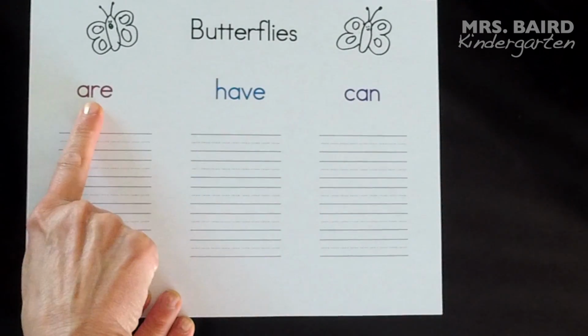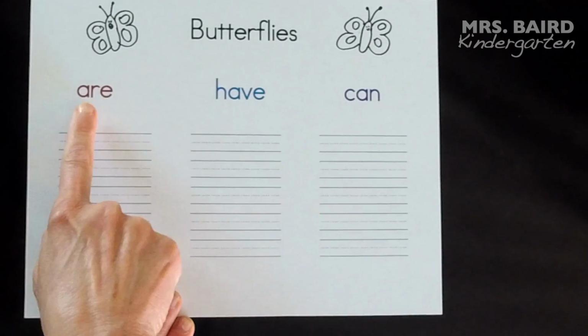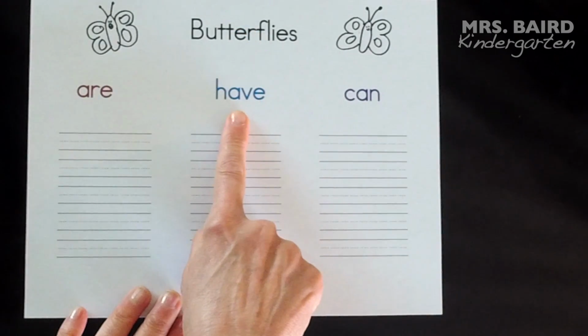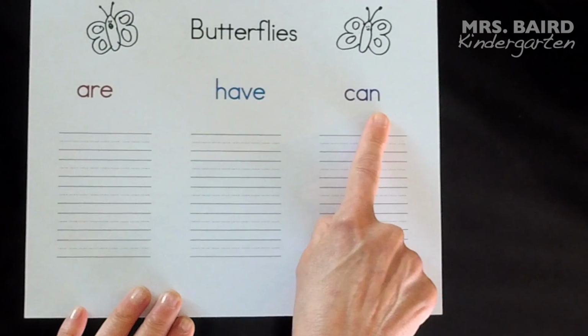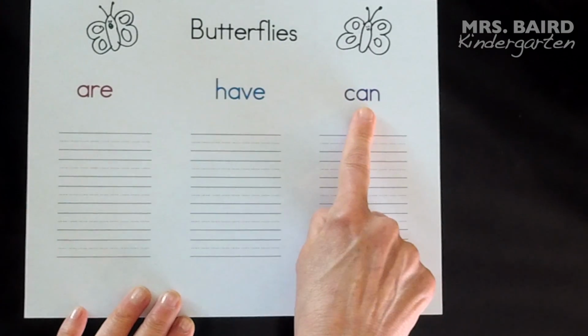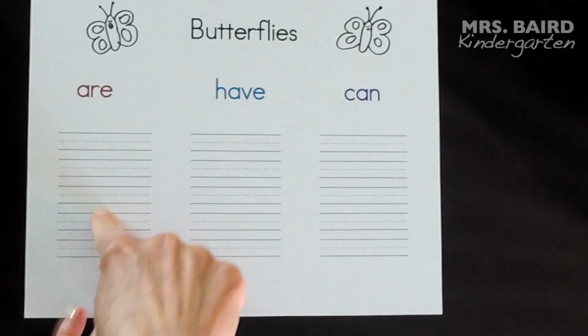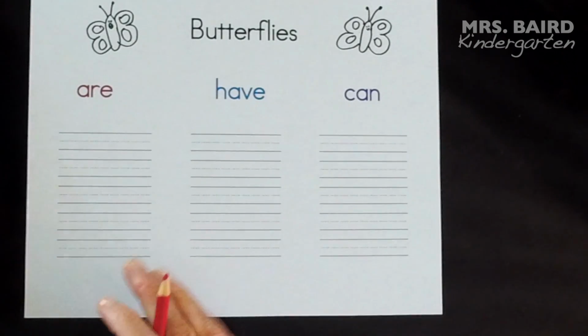Starting with, I did a shade of red for what butterflies are. In blue, I did it for what butterflies have. And then in purple, I did what butterflies can do. Let's start with the R column. So I'll get out my red pencil.